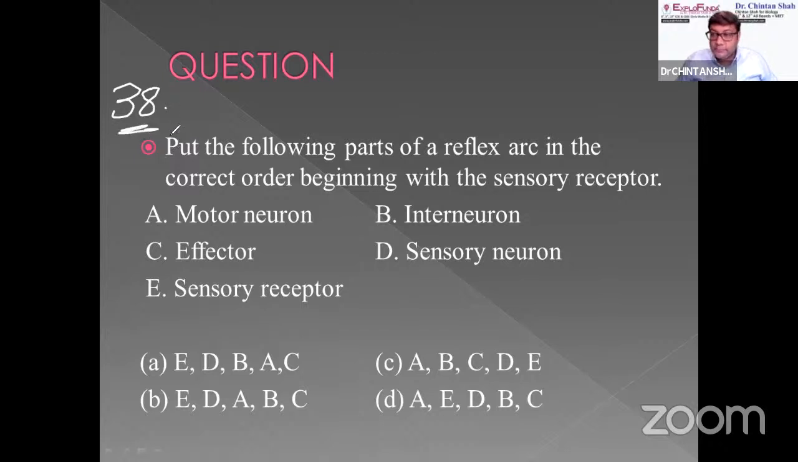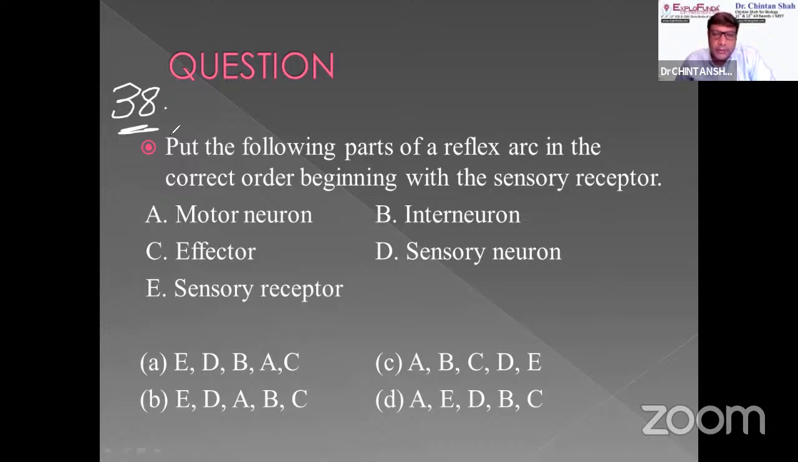38. No problem, beta. But now you know about this. Okay, end plate means what? Neuromuscular junction, and that is present in between the neuron and striated muscles. Okay, Ritu, let's go on to 38.